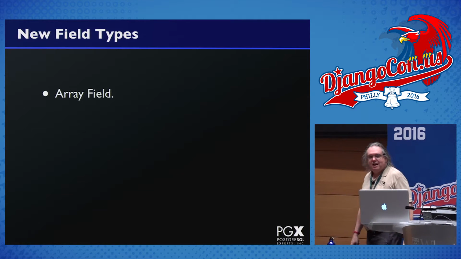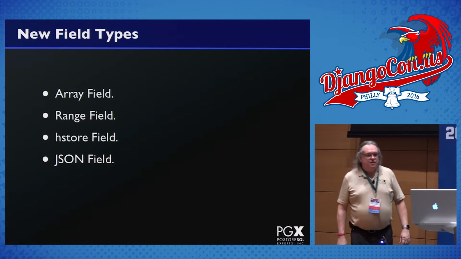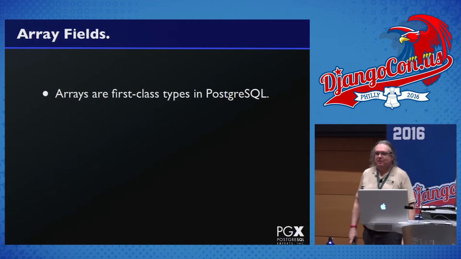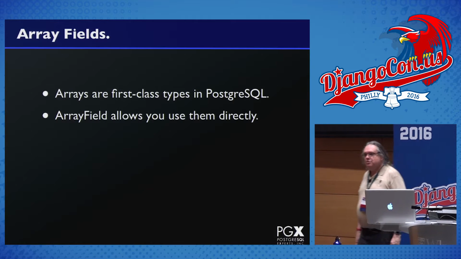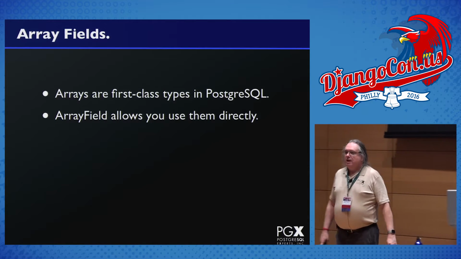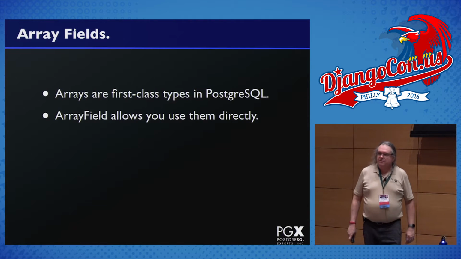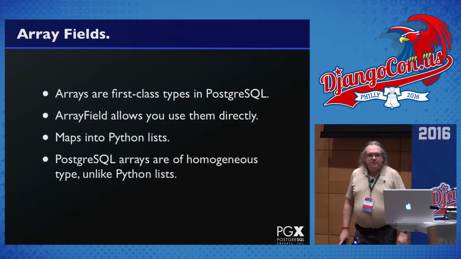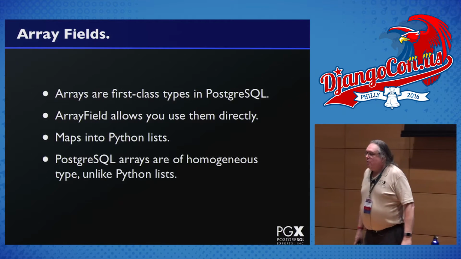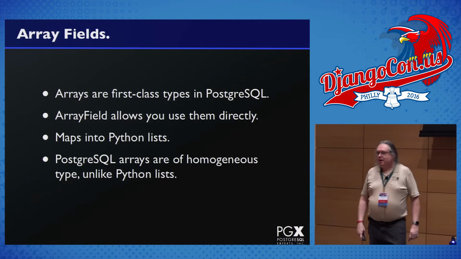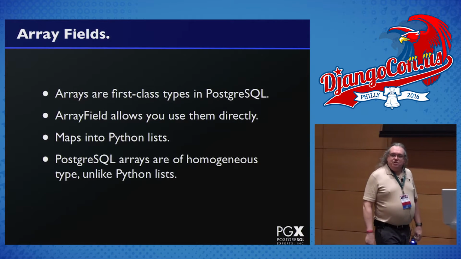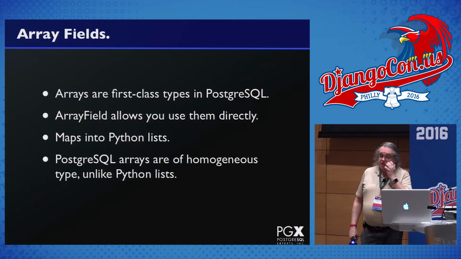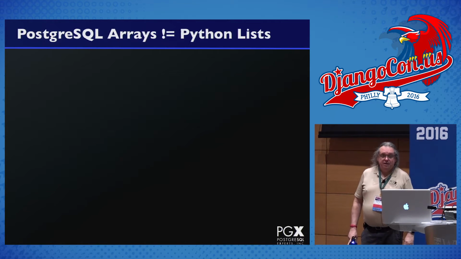Okay, the big stuff: array field, range field, HStore field, JSON field. Arrays are first-class types in PostgreSQL, and array field allows you to use them directly. You can store an array as a single field in Postgres, and it's a very handy feature. They map into Python lists. Remember, PostgreSQL arrays are of homogeneous type. They're good old Fortran-style arrays, so they're integer arrays or character arrays. They can't be heterogeneous the way Python lists can be.